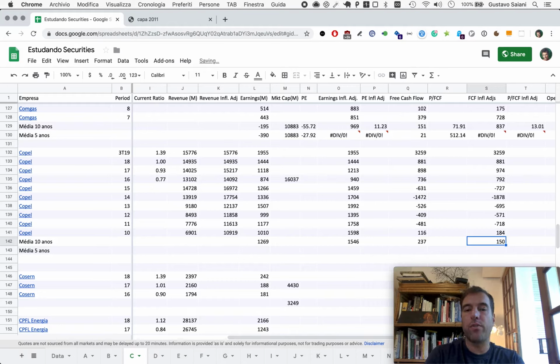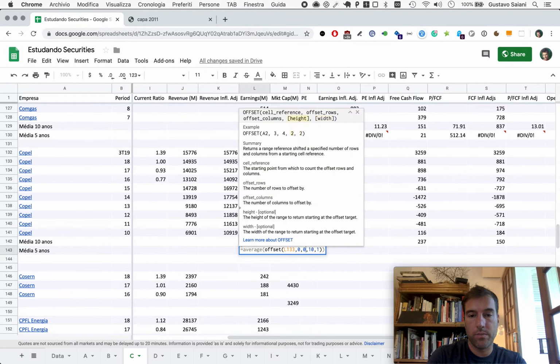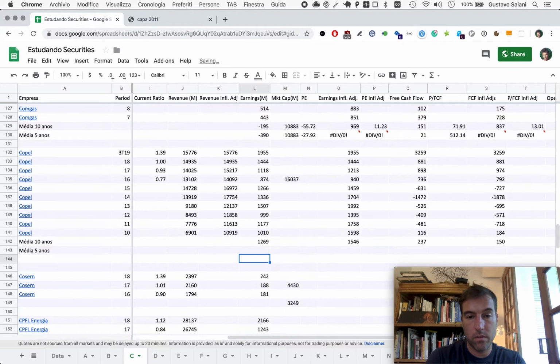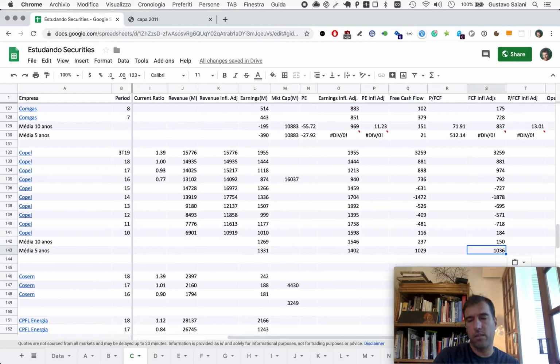And this is our average price to free cash flow. This is for 10 years. So let's do the same thing for 5. Interestingly, the average earnings over the last 5 years and 10 are not that divergent, right? But the free cash flow is completely divergent, like over 6 times. Strange, right?